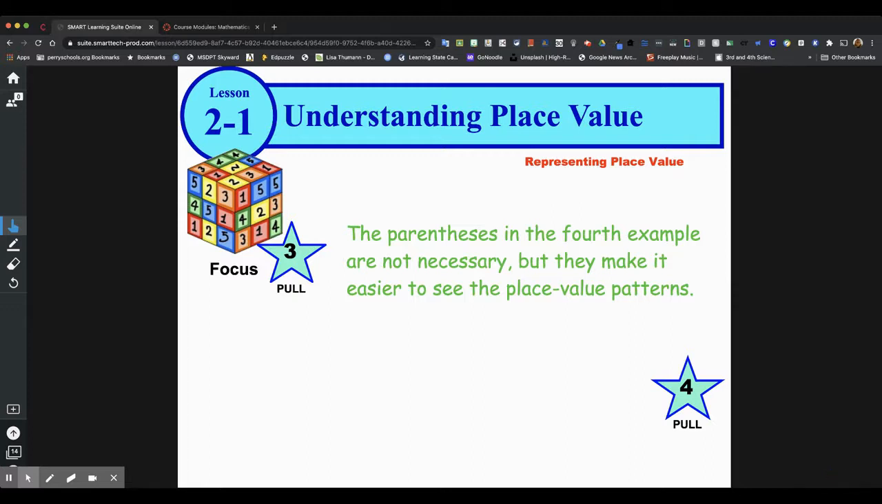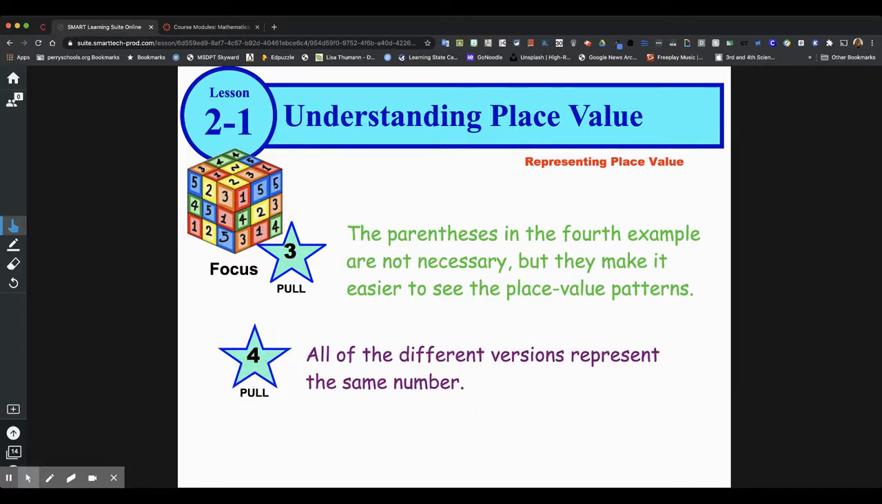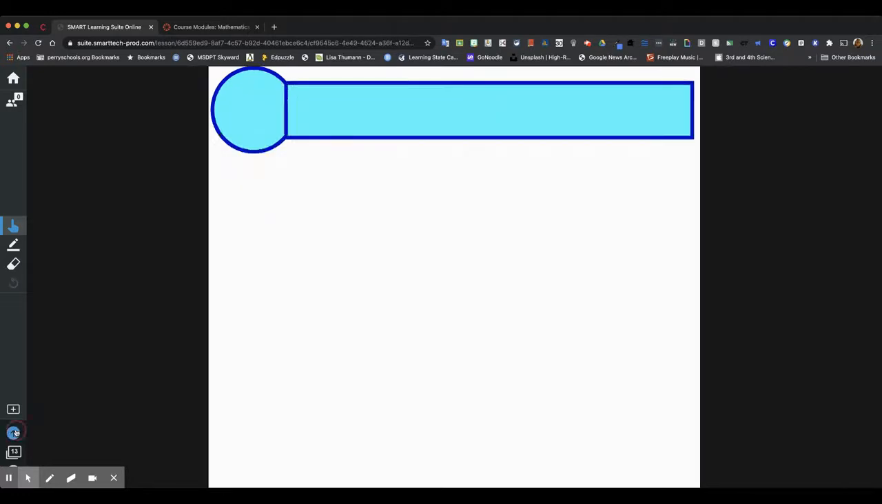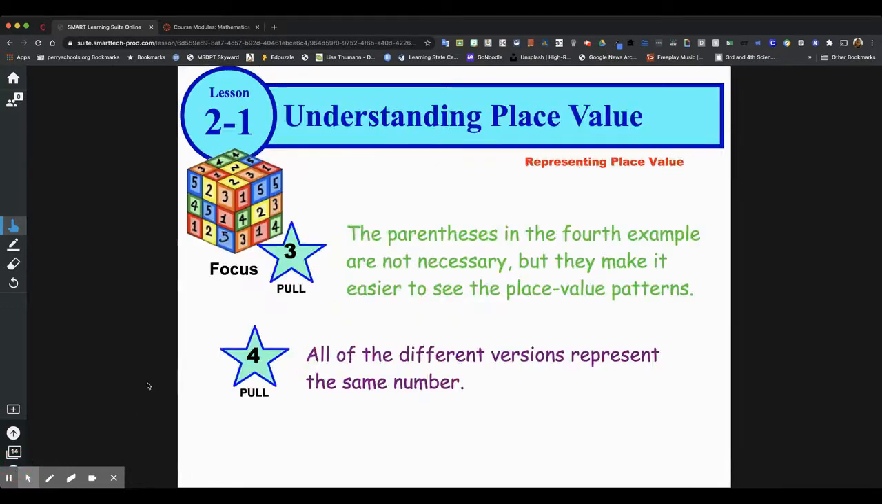You don't need them because order of operation tells us to do each multiplication problem first and then add. But it makes it easier to see the place value patterns. I always like to do the parentheses ones. All of those different versions, all of those that we are looking at here, they all represent the same number. Four different ways, well, five if you count this, but four different expanded forms for the exact same number.